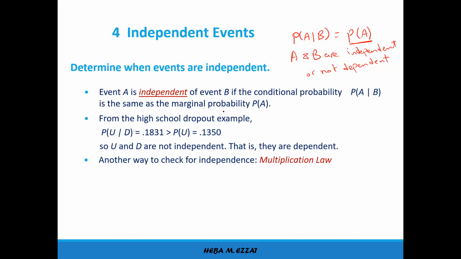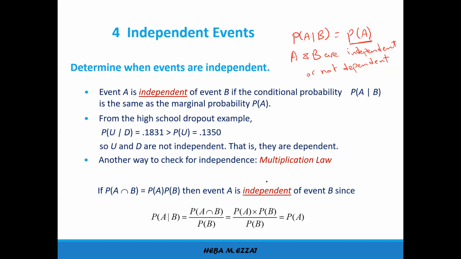Another way to check for the independence between two events is to follow the multiplication rule. If the probability of A intersect B equals the probability of A times the probability of B, so if the intersection between two events equals their multiplication, in this case, we call event A independent of event B. Both of them don't depend on each other.